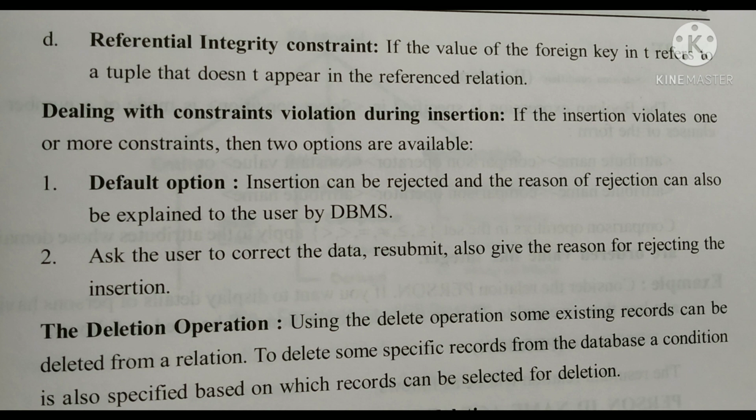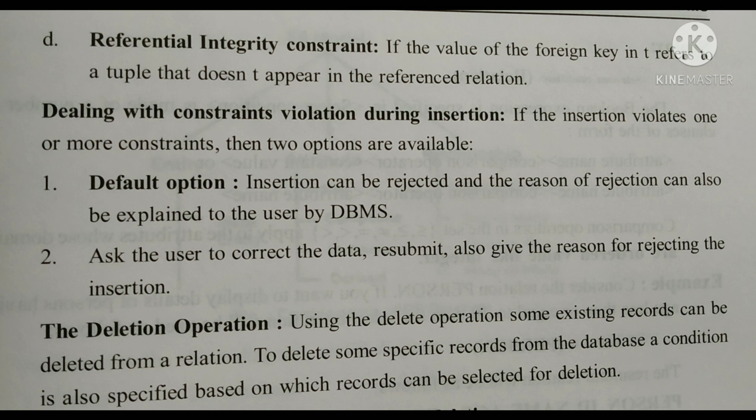Domain constraints, second the key constraints, third the entity integrity constraints, and the referential integrity constraints. What is the domain constraint? As we already discussed, it is violated if the value given to an attribute lies outside the domain of that attribute.